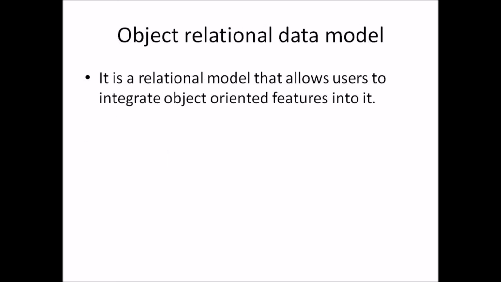Next, we will understand what is called the object-relational data model. Object-relational data model is a relational model that allows users to integrate object-oriented features into it. As you all know, relational data model means data is stored in tabular format. So when we integrate the object-oriented features into the tabular format, it becomes the object-relational data model.